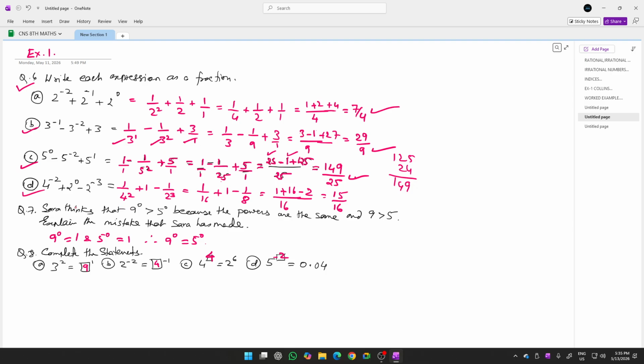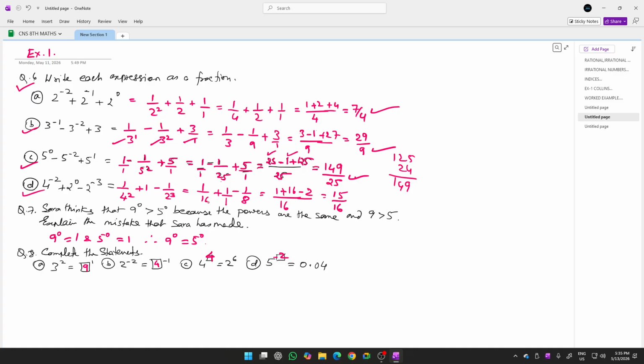Then next one is D. 4 raised to minus 2 plus 2 raised to 0 minus 2 raised to minus 3. This is the expression. Now this expression can be written as 4 raised to minus 2 can be written as 1 upon 4 raised to 2, plus 2 raised to 0 can be written as just 1, then minus 2 raised to minus 3 can be written as 1 upon 2 raised to 3. Okay. Now again 4 square can be written as 1 upon 16, plus 1, this I can write as 1 upon 1, and minus 1 upon 2 raised to 3 is 8, so it will be minus 1 upon 8. Now in the denominator, you have 16, 1 and 8.